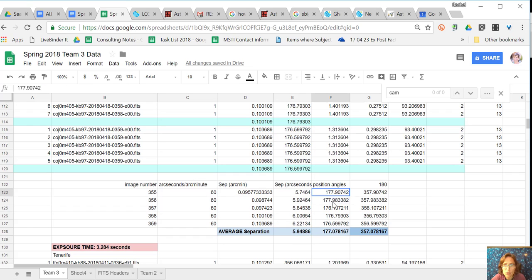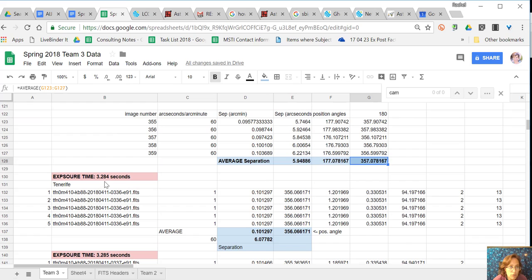Now the position angle is odd. The camera on that telescope is turned in about 180 degrees, I think. And so if we add 180 degrees, and we might have to look at this more carefully, then we get close to the reported values for the position angle. Okay, then, so those were the shorter images.